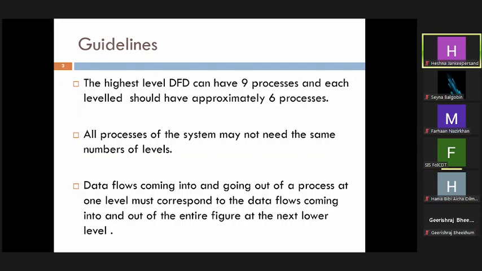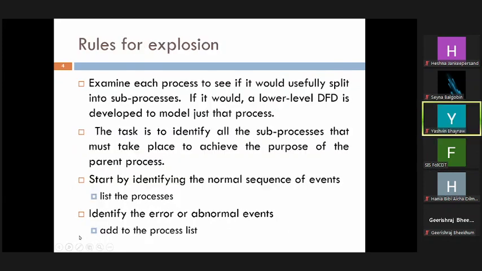So basically when you explode this process, meaning you're going to the next level, it should have the same number of inputs mentioned in the high level and the same number of outputs. We're going to see how we represent that in the diagram. So this is an important rule about level DFD.